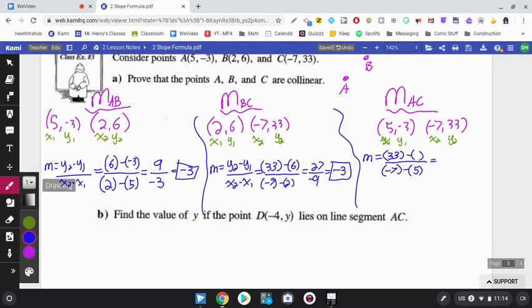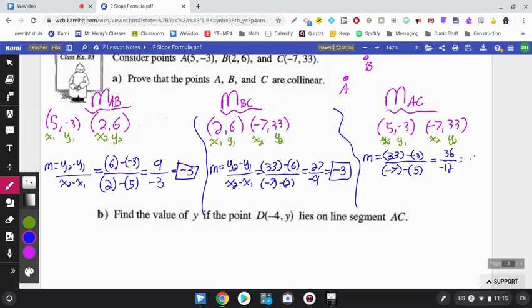Y2, there we go. 33 minus negative 3, y2 minus y1, good. Negative 7 minus 5, yeah, x2 minus x1. All right, what do I get? 36. 33 minus negative 3 is 36. On the bottom, negative 7 minus 5 is negative 12.